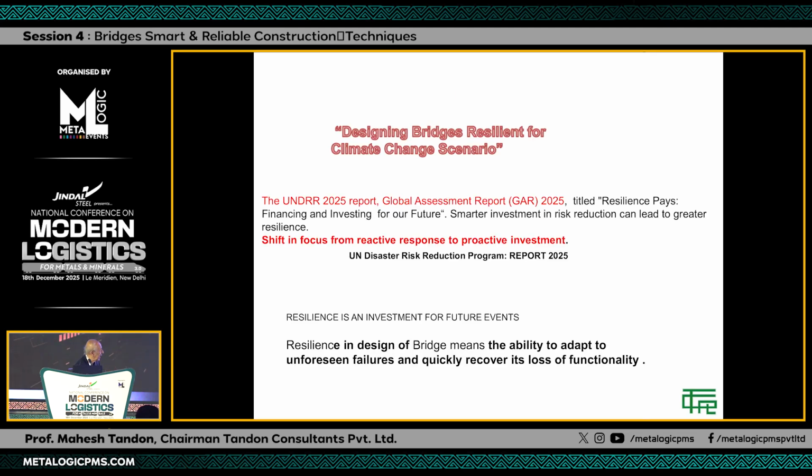Okay, so as you can see in this slide, you have the UN Disaster Risk Reduction Program Report 2025, and they have said that we must shift from reactive response to proactive investment, which means that there should be investment if you want the infrastructure to last long enough for the design life of it. Then you have to invest in it, not start repairing it when something goes wrong.